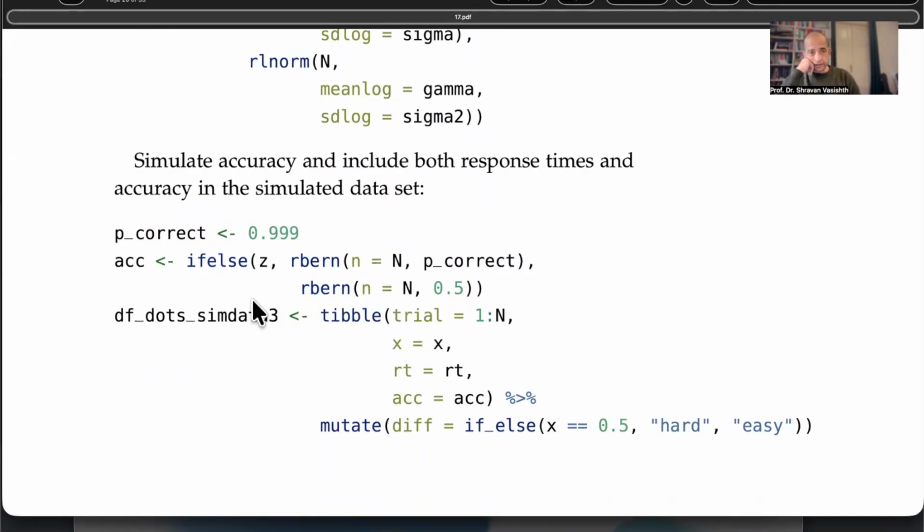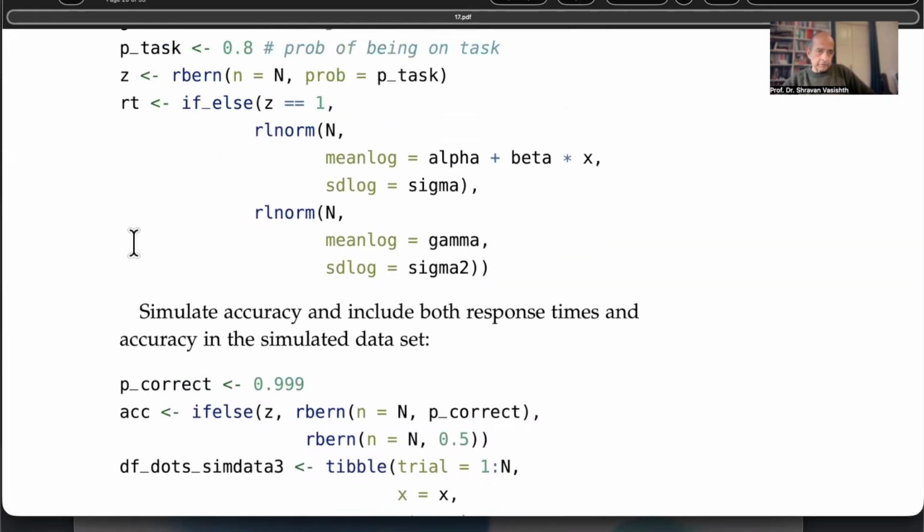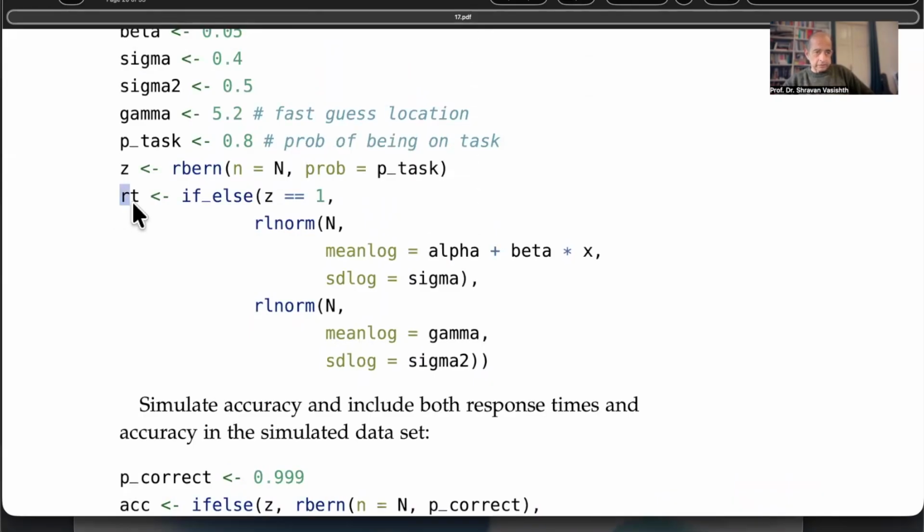0 or 1 accuracy is produced if, remember what z represents. If z is 1, it represents that the participant is engaged in the task. If z is 0, then they're not engaged. And when they're not engaged, they're producing data from a Bernoulli with chance level performance. Okay? So that's the accuracy data that we produce. This is the simulated reaction time data.